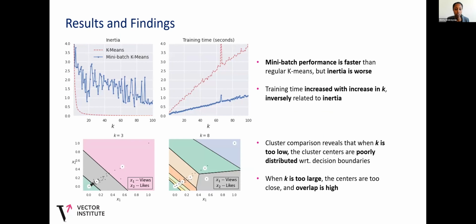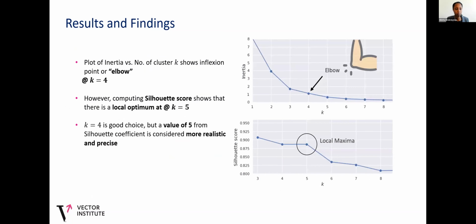Now moving on to the results, we found that mini batch outperforms the regular k-means in terms of computational cost, and the trade-off is an undesirably high inertia. When comparing the number of clusters, I plotted a 2D pairwise analysis for visualization. It could actually be 3D, but here we're just looking at the number of views and the number of likes. In the images on the bottom left and right, you can see where k is too small versus where k is too large. And we know that the ideal value lies somewhere in between.